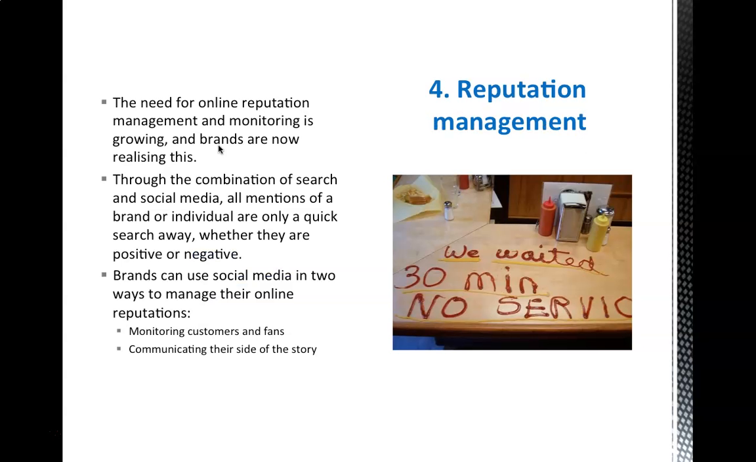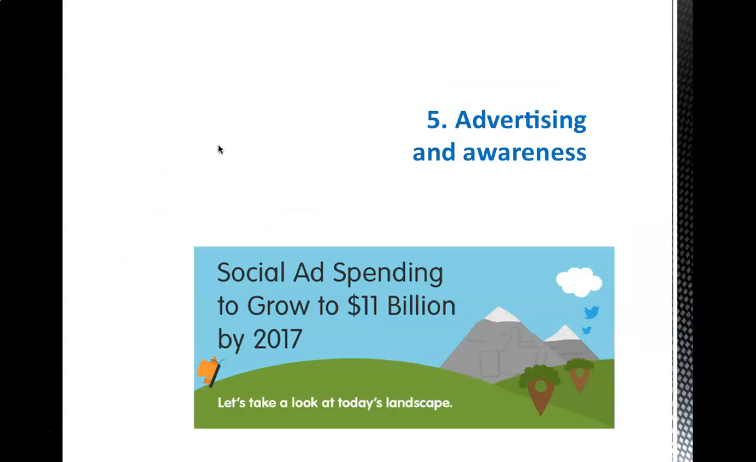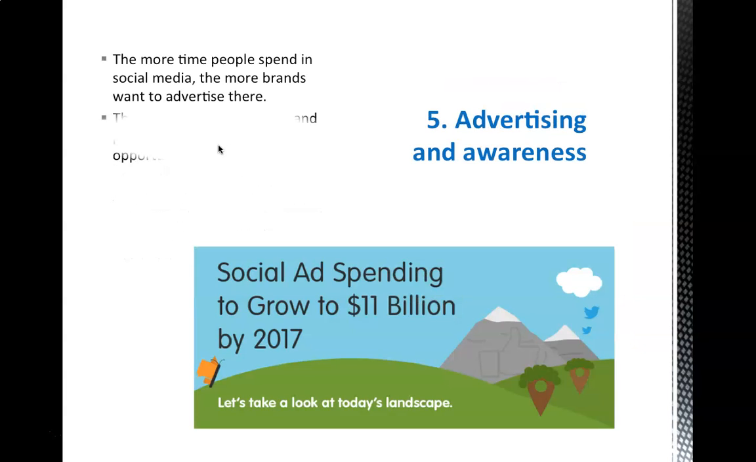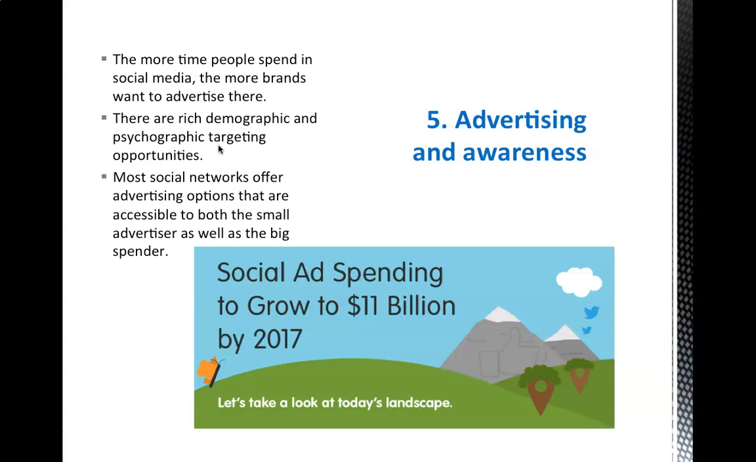So that's number 4, reputation management. Number 5, advertising and awareness. I think we could probably dedicate more than one slide to this, but advertising and awareness is certainly something that businesses can use social media to do. Obviously, if you have the budget, advertising is a huge area of social media now. And it's a great way of getting your advert out to your community or your potential customers.